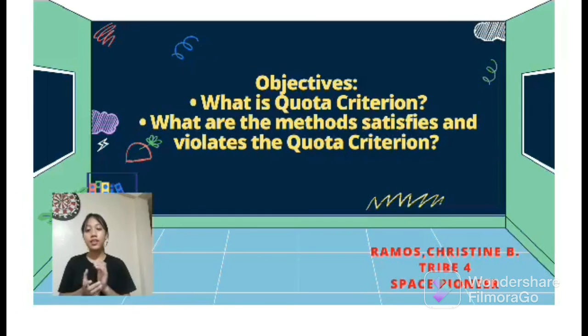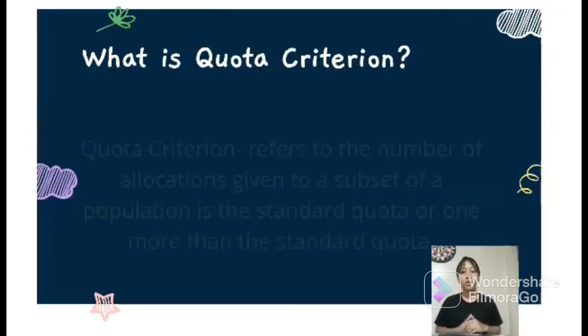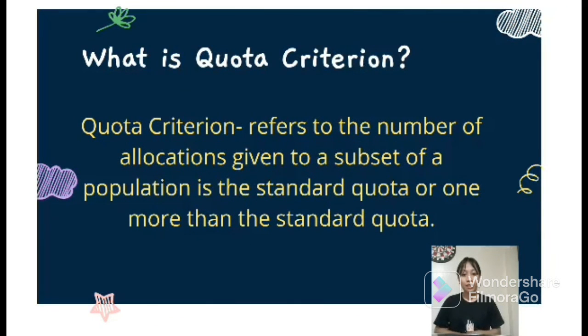Before we start, here are the objectives that we'll be discussing in this topic, quota criterion. The first one is, what is quota criterion? And the last one, what are the methods that satisfy and violate the quota criterion? So, what is quota criterion? Quota criterion refers to the number of allocations given to a subset of a population being the standard quota or one more than the standard quota.